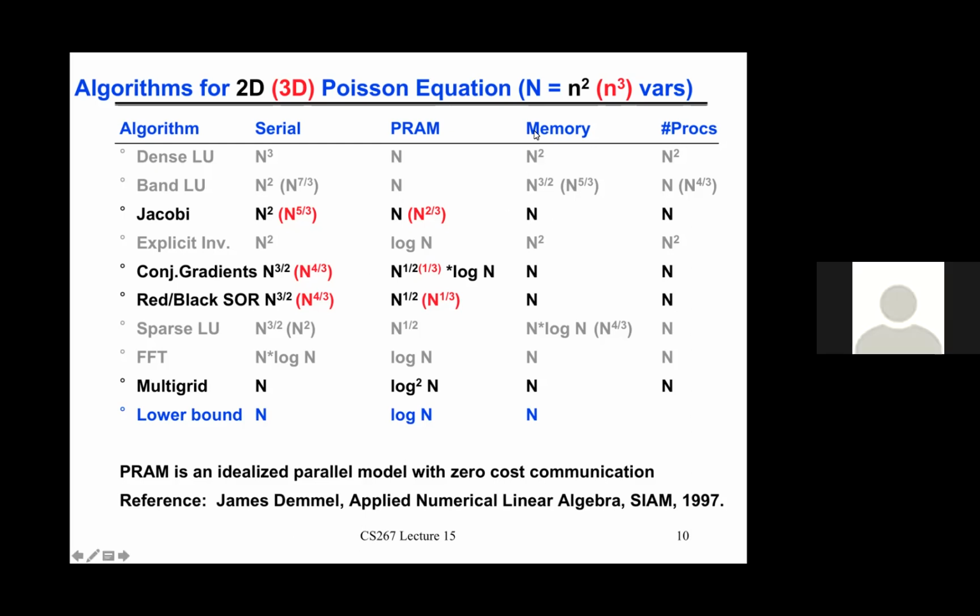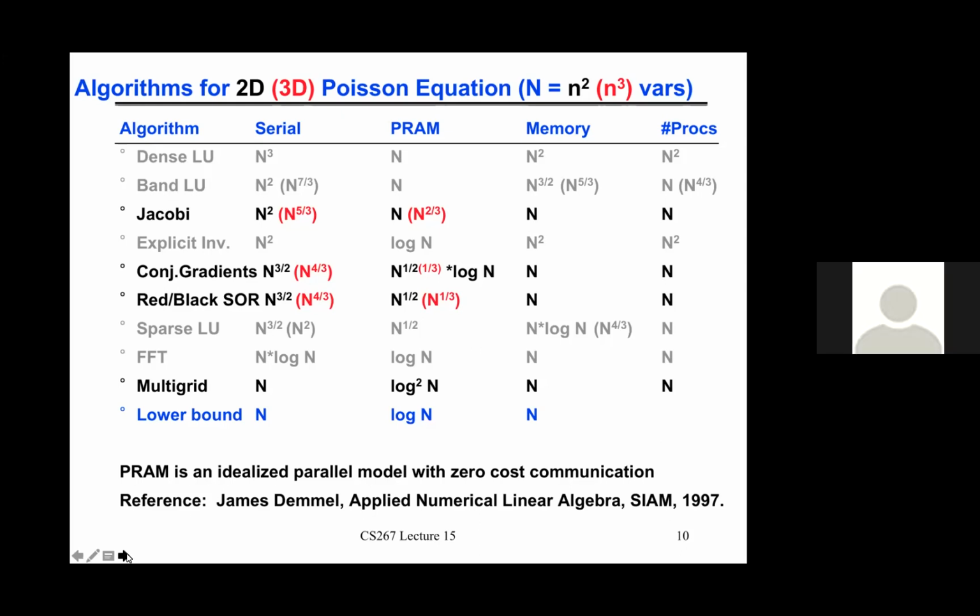Okay. And that's in contrast to dense Gauss elimination, where you store the entire N by N matrix, which is not a good idea if your matrix is a stencil. And in the band case, it goes down to N to the 3/2 because you don't store all the zeros if you're far away from the diagonal. So most of these algorithms just store a few copies of the vector. Does that answer your question?